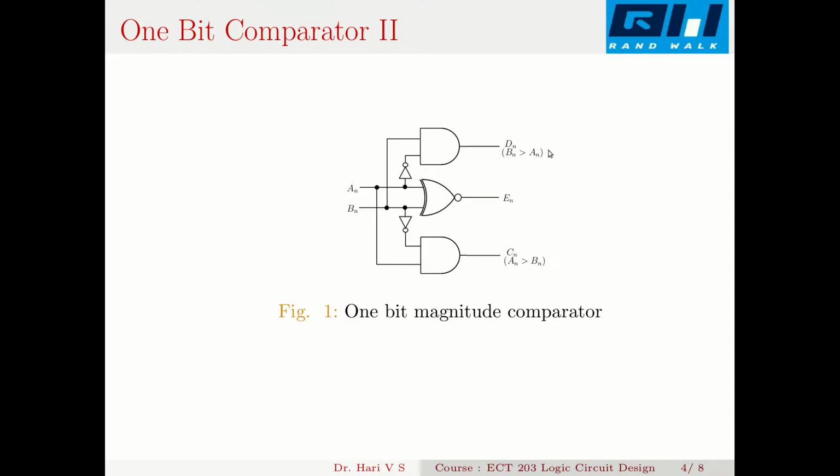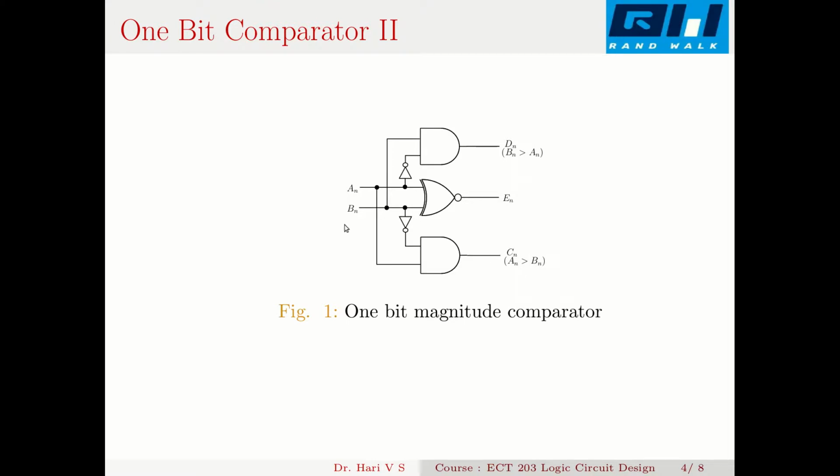Now understand this Dn, En, and Cn. This will be useful in further designs. Dn is for if Bn is greater than An, this Dn output is high. If An is equal to Bn, then this output is high. If An is greater than Bn, this Cn output is high.